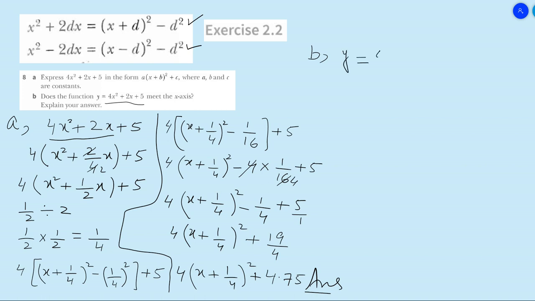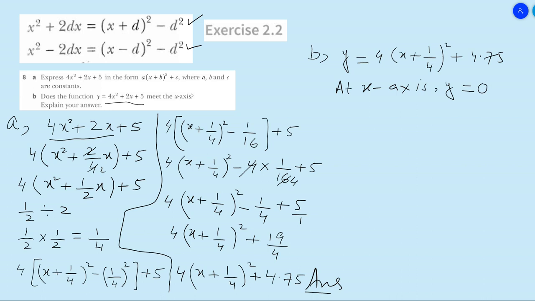y is equal to 4(x + 1/4)² + 4.75. What is the question? Can this graph cut the x-axis? You know, students, and you must know that at the x-axis, the value of y is always 0.